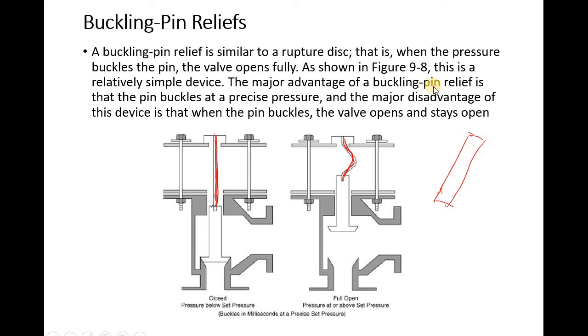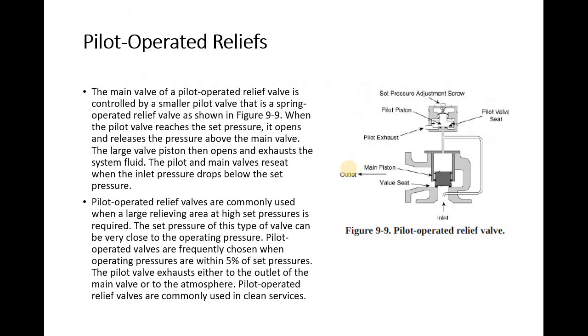The major advantage of the pin relief is that the pin buckles at a precise pressure. And the major disadvantage is that when the pin buckles, the valve opens and it stays open. So it's very similar to the rupture disk, and they usually use it. Sometimes it's simpler to change this rather than changing something that is directly in contact with the system. Now it is not in contact with the system, it's from the top there. So that is the idea. We are trying to keep it easier for changing and maintenance.